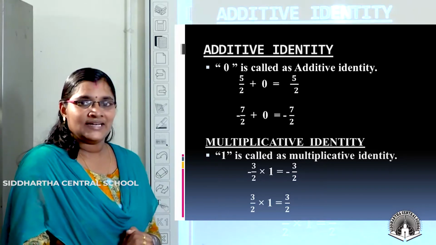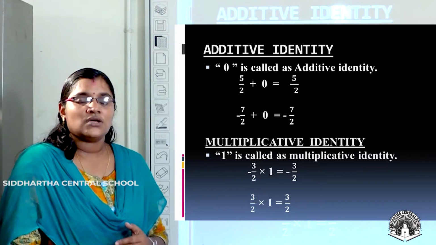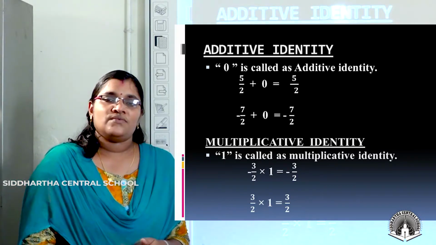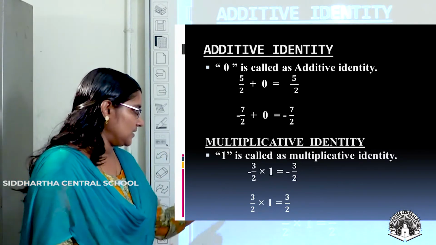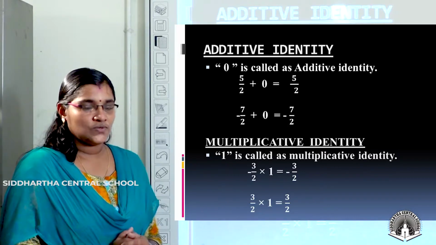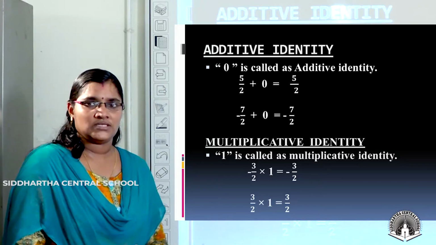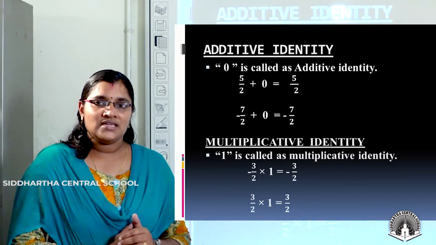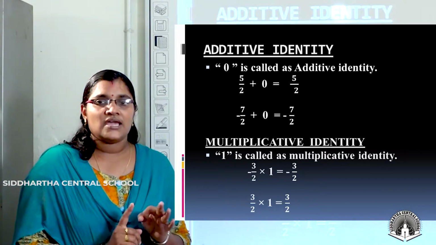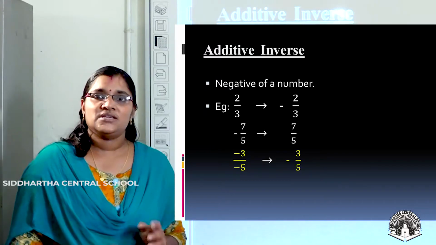Multiplicative identity means 1 is called the multiplicative identity. Why is 1 called a multiplicative identity? If we multiply any rational number by 1, we get the same number itself. Take the example, minus 3 by 2 into 1. What is the answer? Minus 3 by 2 itself. One more example, 3 by 2 into 1 equals 3 by 2 itself. So we can say that 0 is the additive identity and 1 is the multiplicative identity. Next is additive inverse.